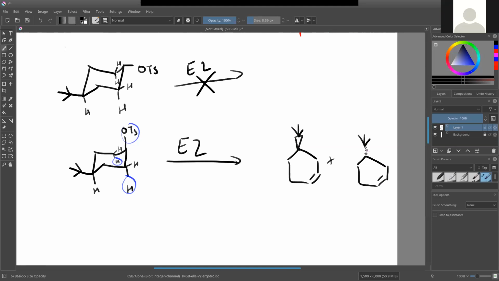So can we say that when a leaving group is equatorial, then it can't go through E2? Yeah. Yeah, I think that's fair. Yeah, or another way to say that is you can only do E2 on a ring if the leaving group is axial.